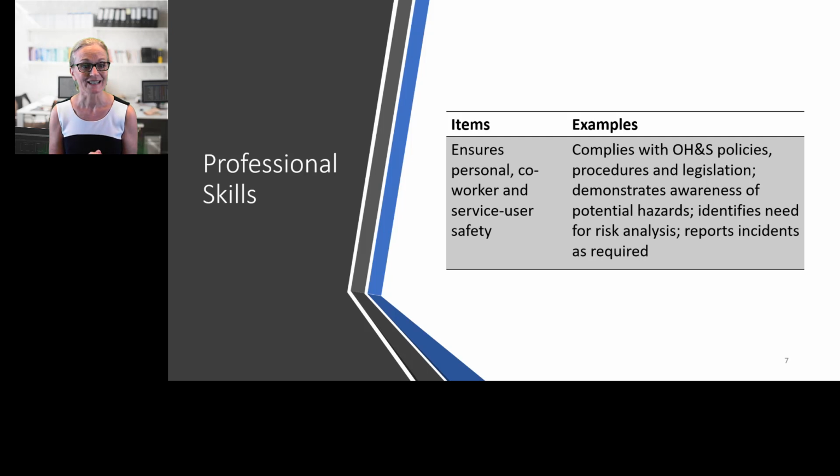The third one is ensuring personal, co-worker and service user safety. So this is about occupational health and safety procedures and legislation, awareness of potential hazards, identifying needs for risk analysis and reporting incidents as required. Well, in prac we do the risk assessment, but sometimes little things happen. There can be tripping risks, there can be an upset child, there can be a bag in the hallway. Anything like that we do expect you to act on it.